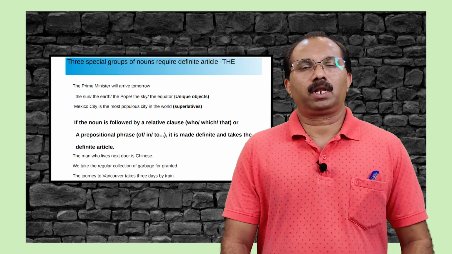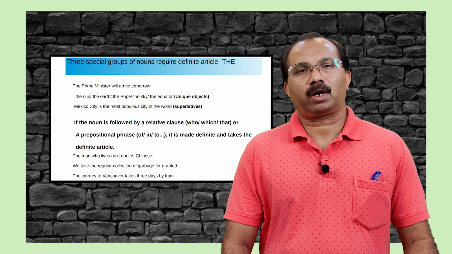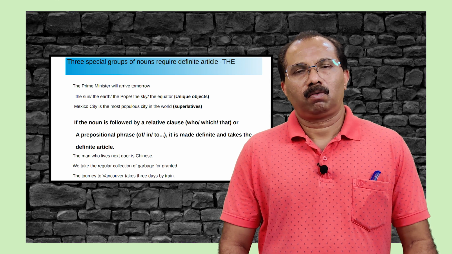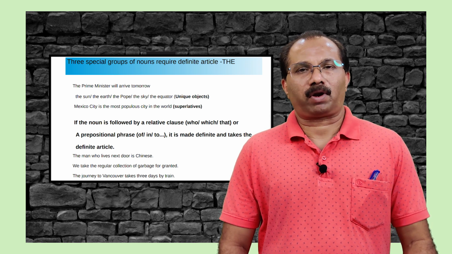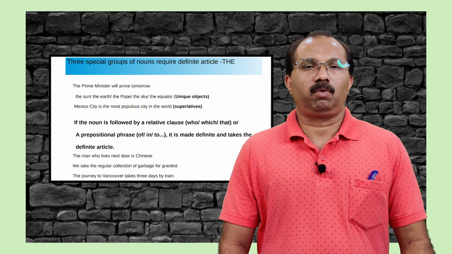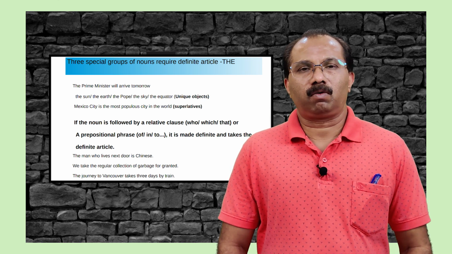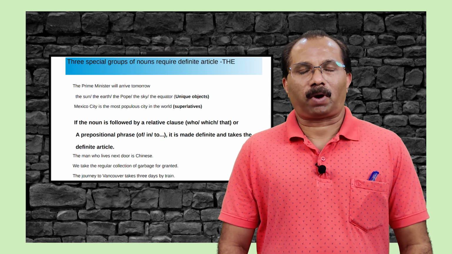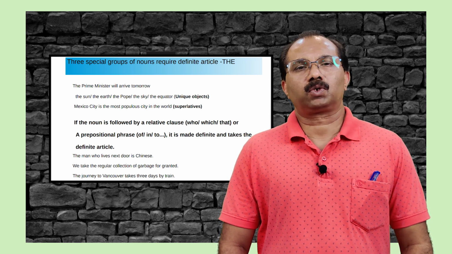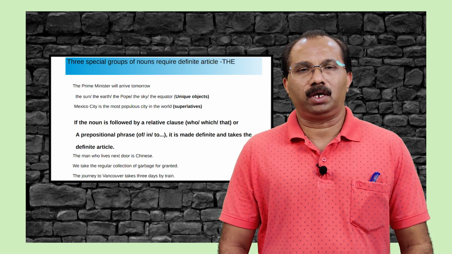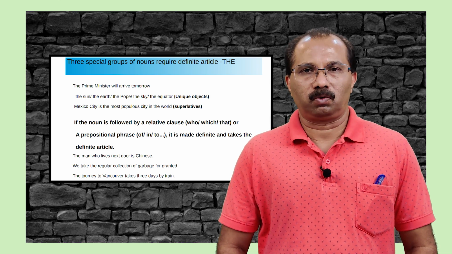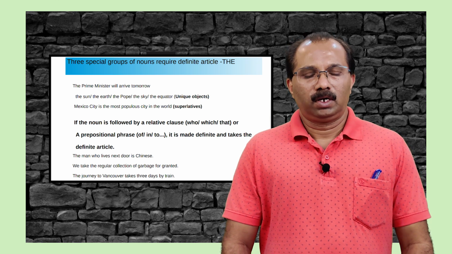There are three special cases where we require the definite article the. One is a general reference. For example, in India we can say the Prime Minister will arrive tomorrow. Why do I say the Prime Minister? Because there is only one such Prime Minister in India. So when we say the Prime Minister, we know who the person referred to is.